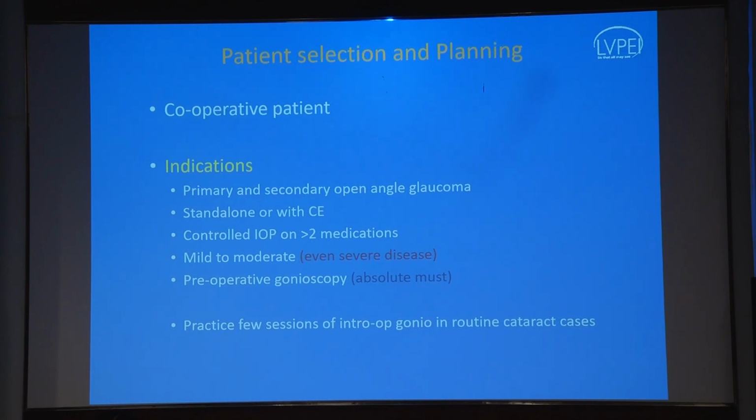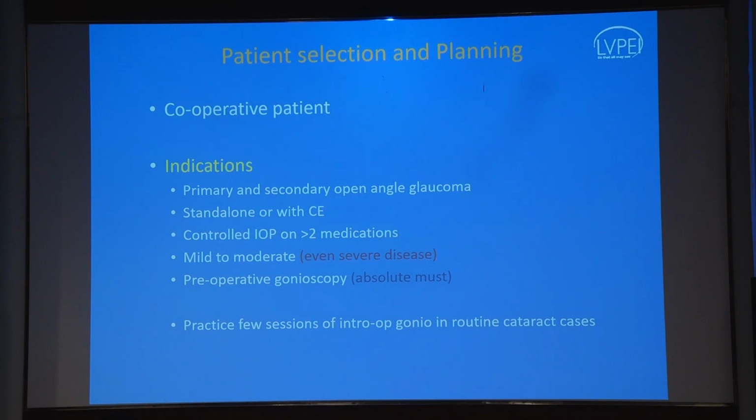About the patient selection and planning, in the initial days we need a cooperative patient, and if you are doing it under retrobulbar or peribulbar block, then it's okay. About the indications of the GATT procedure, to start with, primary and secondary open angle glaucoma, you can do it either standalone or with cataract extraction. Initially, take patients whose intraocular pressure is controlled on more than 2 medications, where the aim is to decrease the number of medications. Mild to moderate glaucoma would be better to start with, but even severe glaucoma is treatable with the GATT procedure. And preoperative gonioscopy, as we discussed, is an absolute must before taking up the patient.